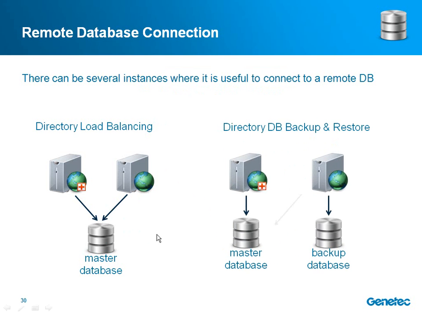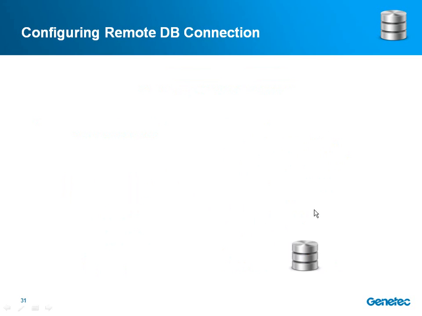When you're using backup and restore mode for database failover, you'll need to set up the remote database connection for the master and backup databases so that any directory can connect to them in a failover condition. Okay, we're going to go over the full steps in a minute, but I just want to briefly do a quick summary of what needs to be done to set up the remote database connection.